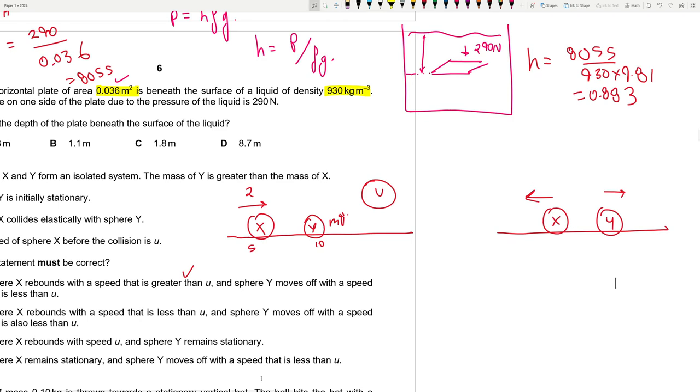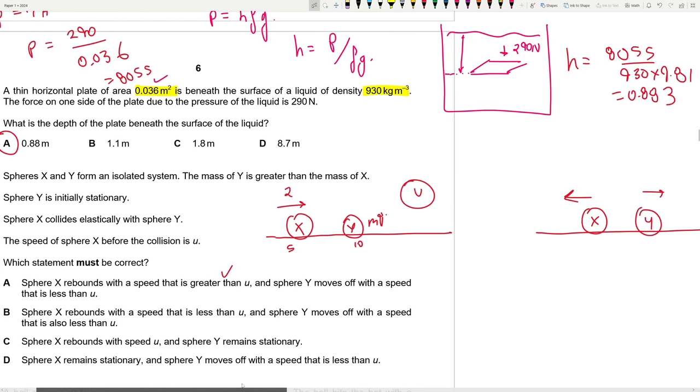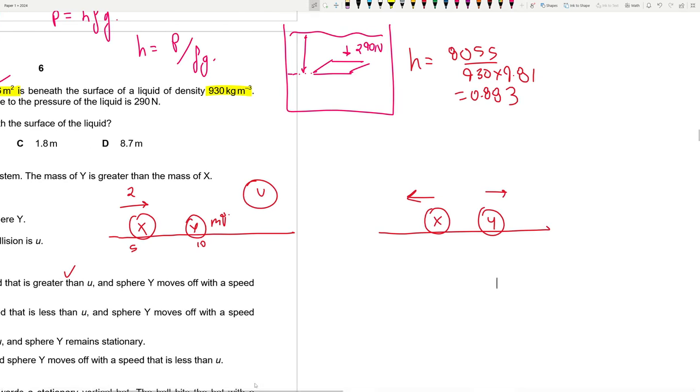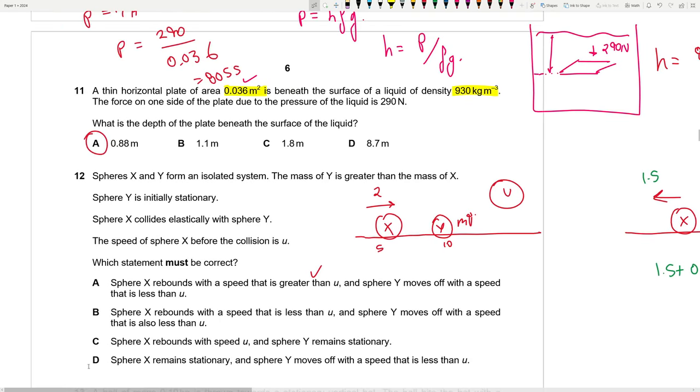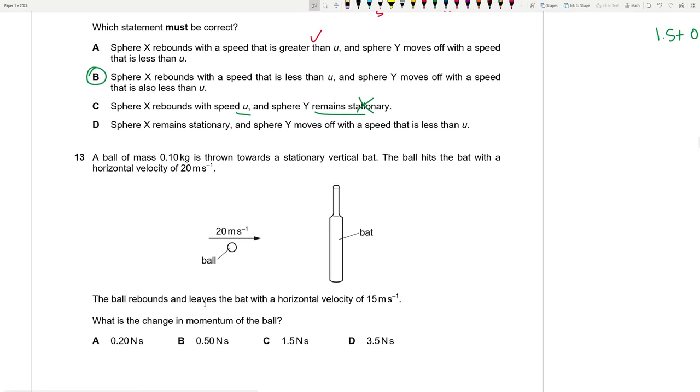So let's go to the next statement. X rebounds with a speed that is less than u, and Y moves off with a speed which is also less than u. If it is less than 2, maybe it's 1.5 meters per second, and this maybe moves off with 0.5. This is the only logical scenario where, if you add them, the relative speed of separation equals 2, which is why 12B is the correct answer. And this is impossible. Remaining stationary is impossible for an elastic collision.